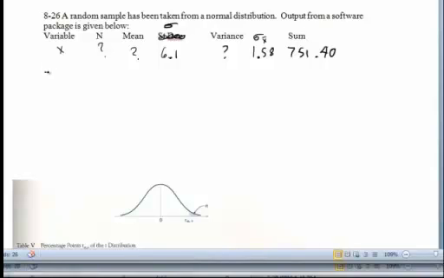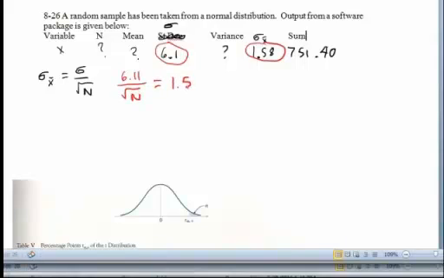So we know right from the get-go that for our standard deviation of the sample means, we're just going to calculate this number. And since we already have sigma, we can quickly calculate what the number is. It's going to be 6.11 over the square root of n is going to be 1.58. So therefore, we're going to have n is equal to 15.